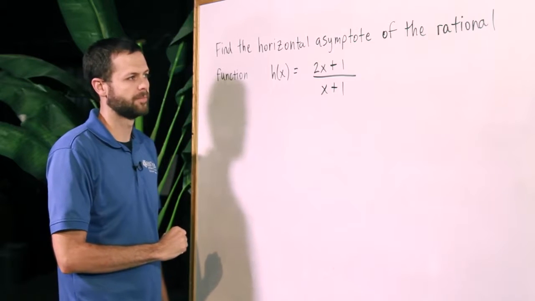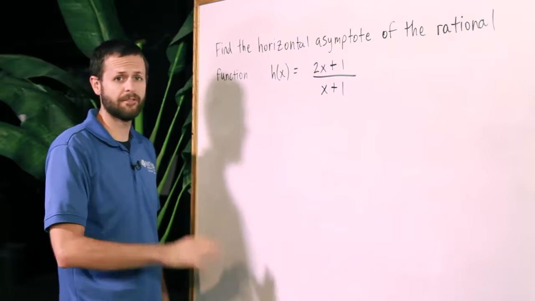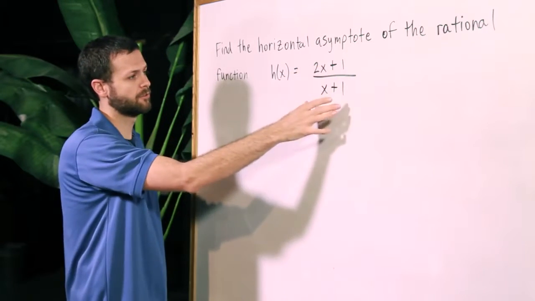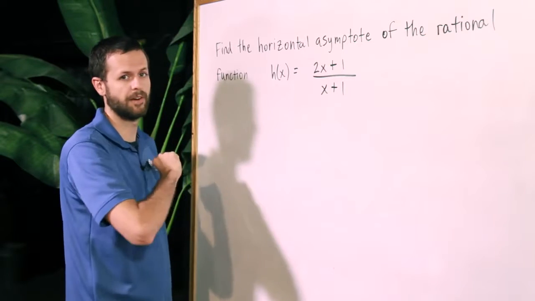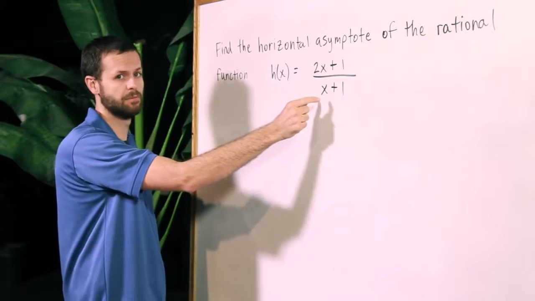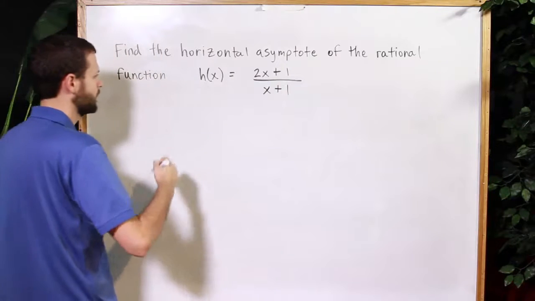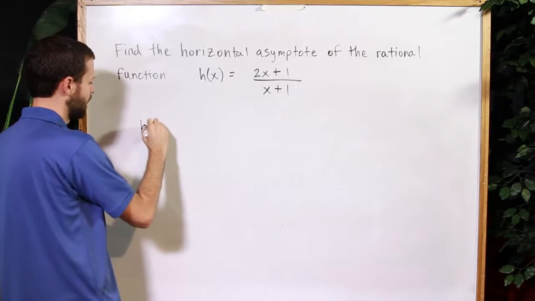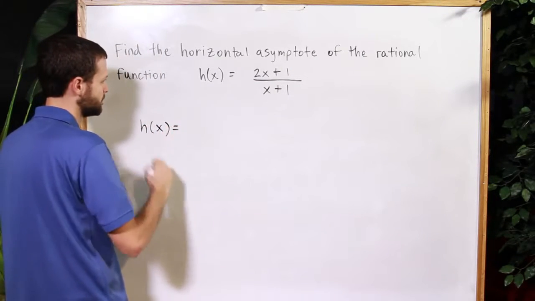over x plus 1. One way we can do this is to divide everything in the rational function by the highest power of x found in the denominator, which happens to be x. We get the following expression. I'm just rewriting h of x, in other words.